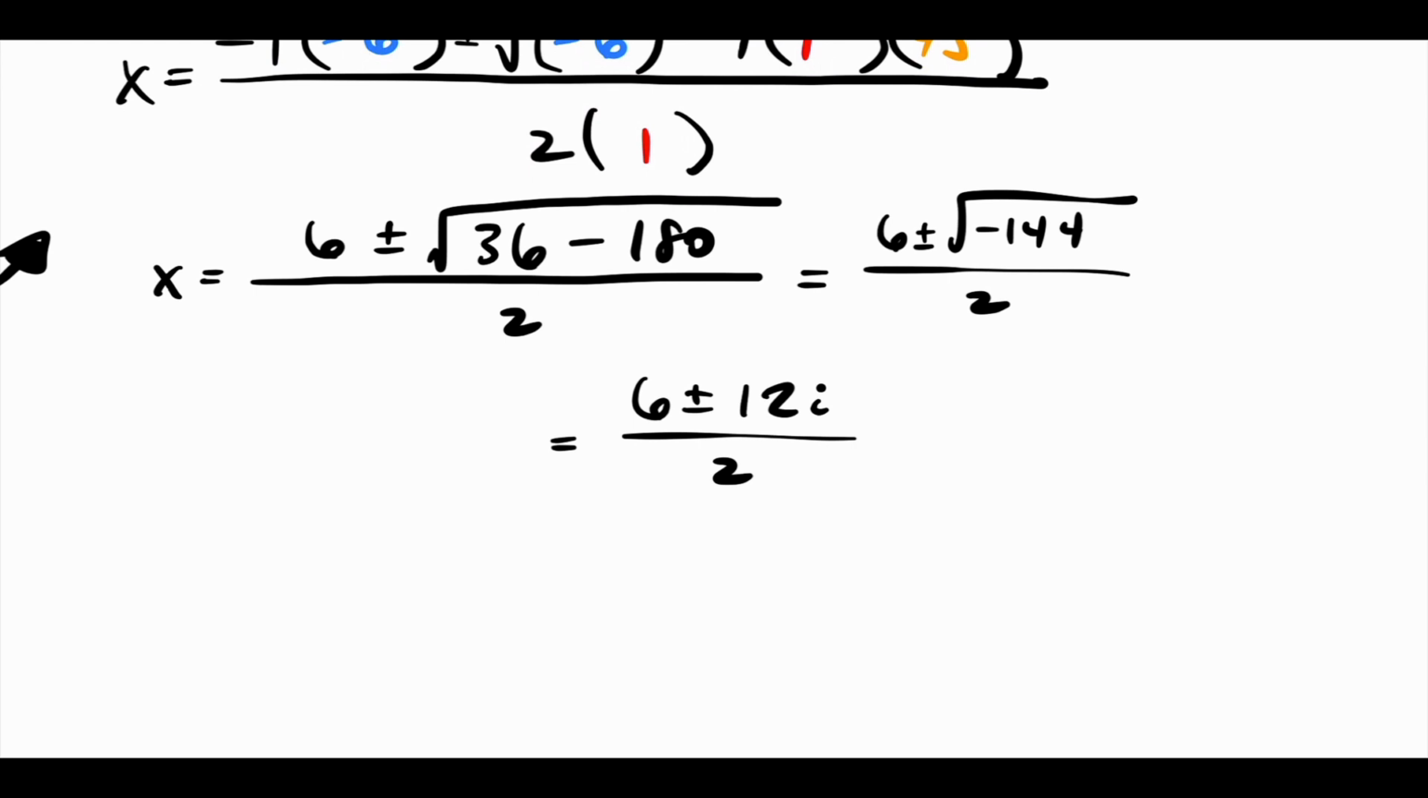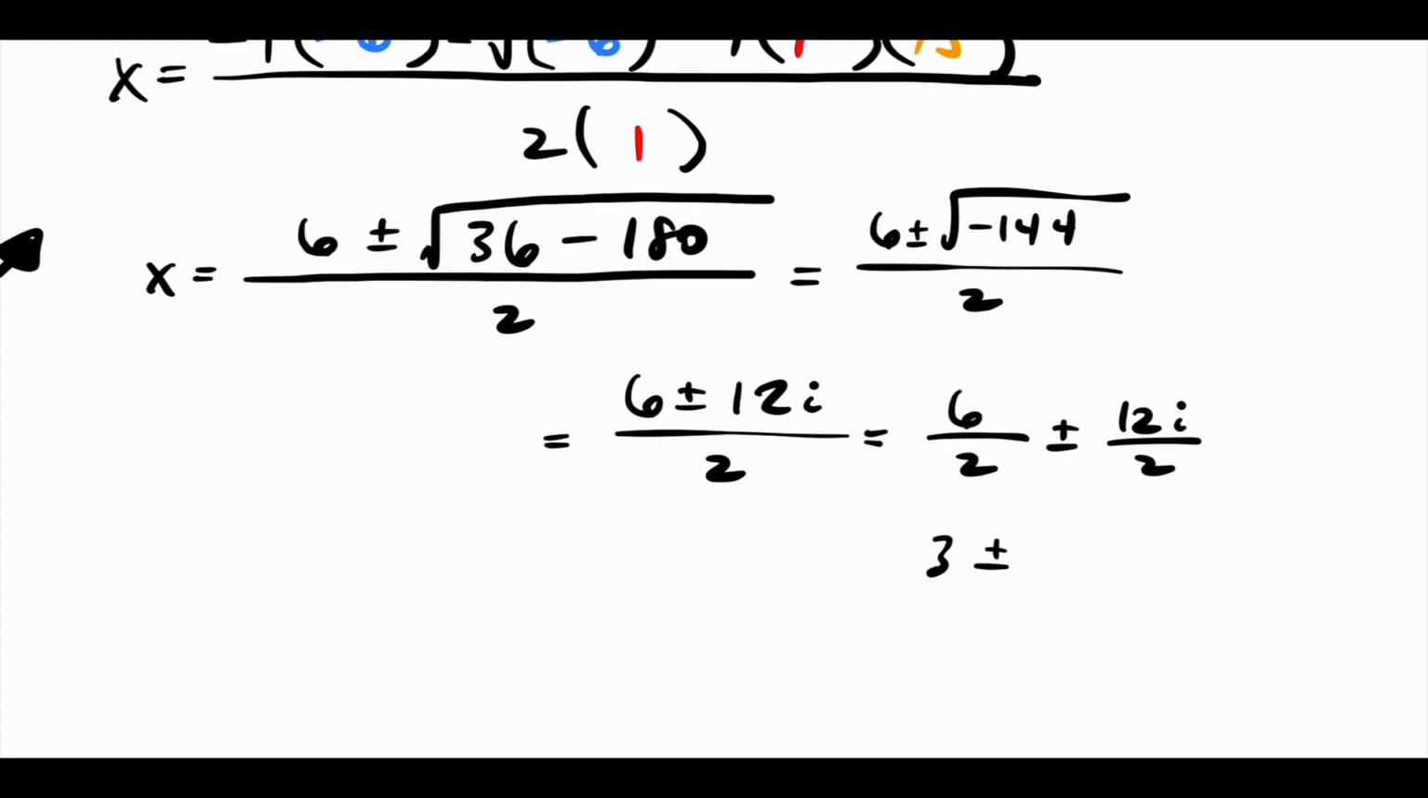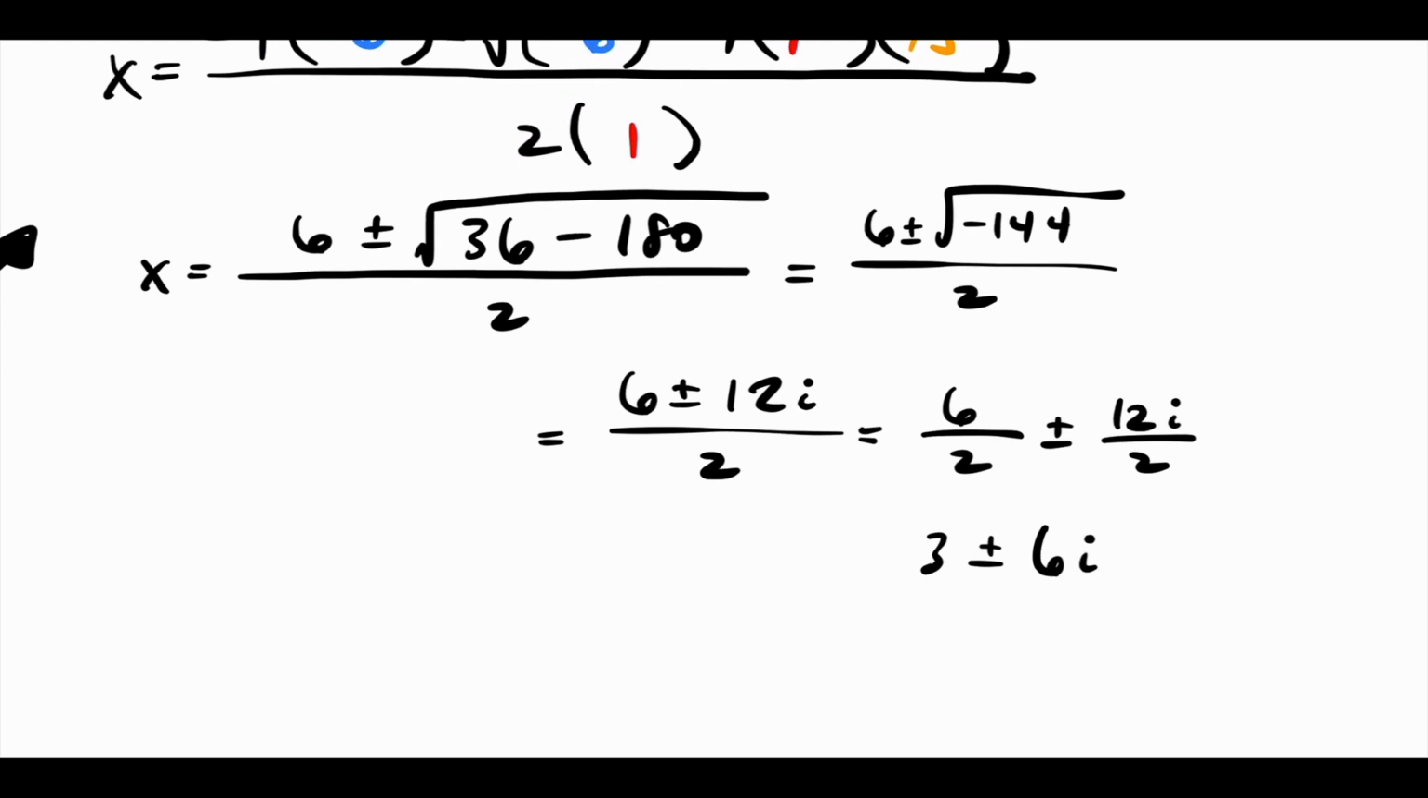So now what I'm going to do is I'm going to simplify this. See how both of these, 6 and 12i, both have a 2 underneath? They're divided by 2. So I'm going to give them each a divided by 2 because they're both being divided by 2. I'm going to give them their own. Simplify. 6 divided by 2, 3. Plus or minus, 2 goes into 12, 6 times i.